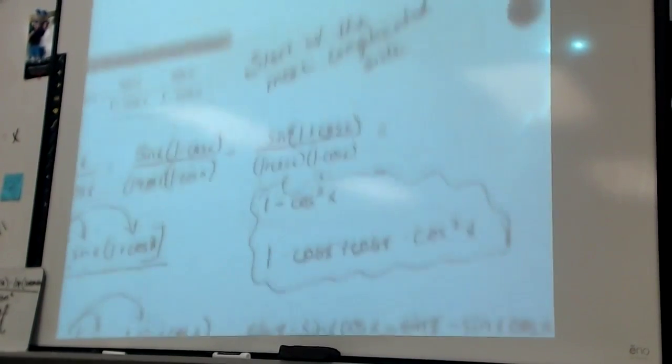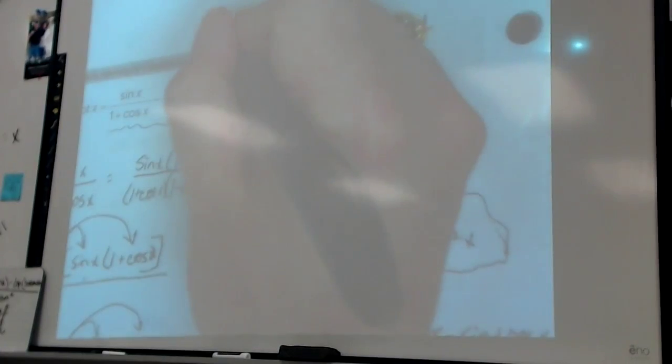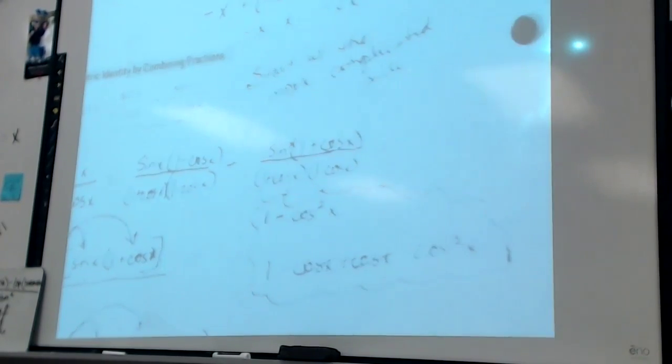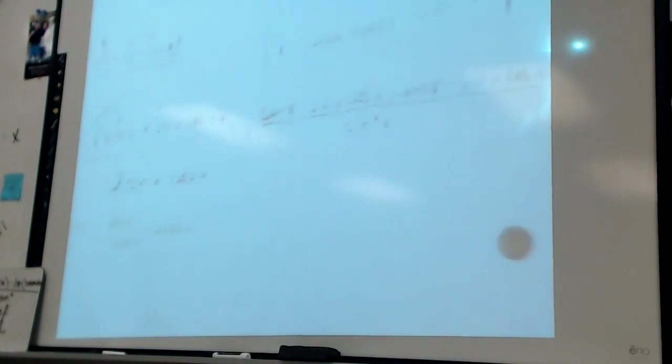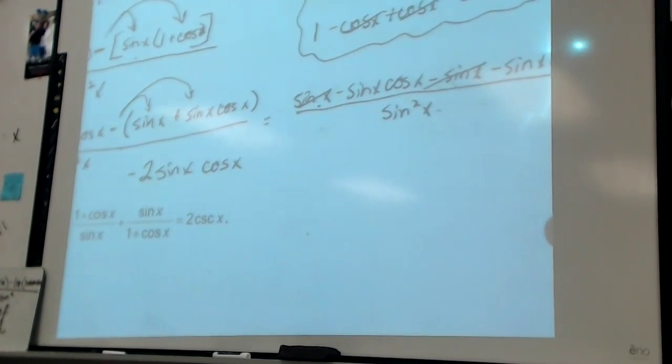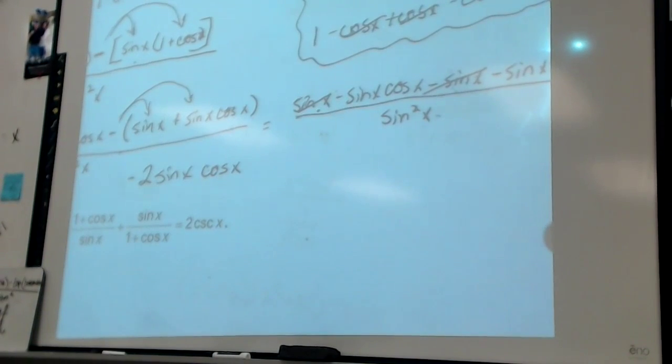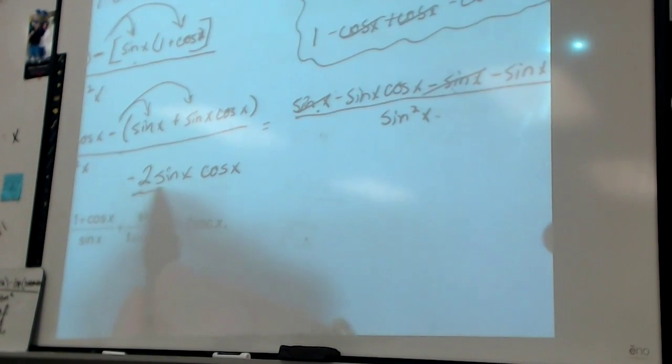It would be like having negative x plus a negative x, or negative x minus x. It would be negative 2x. Okay, it's the same idea. It's just your x is sine x cosine x. It's a little more complicated looking. All right, so I've got negative 2 sine x cosine x. Now let's not forget our denominator over what? Sine squared x.